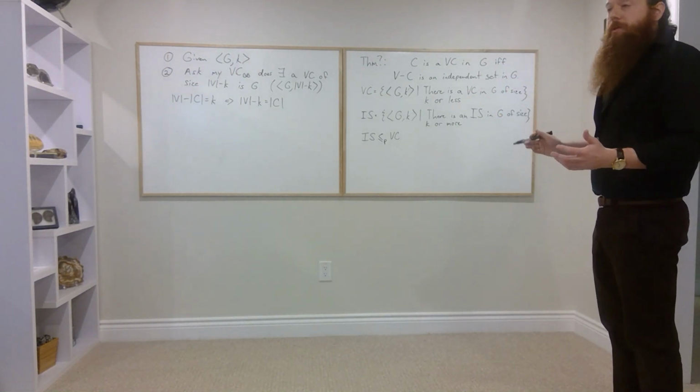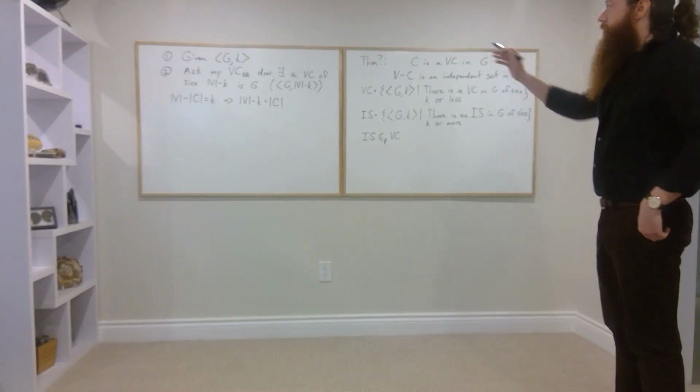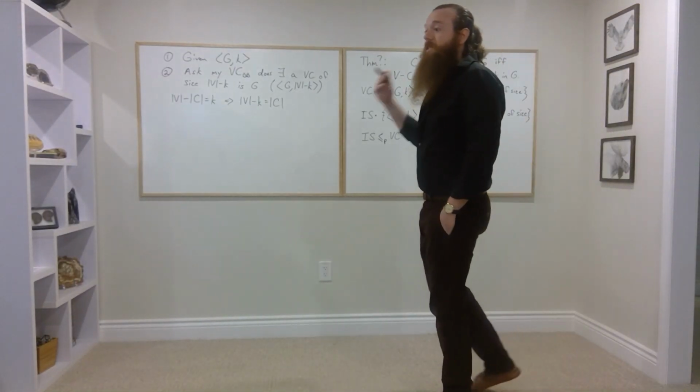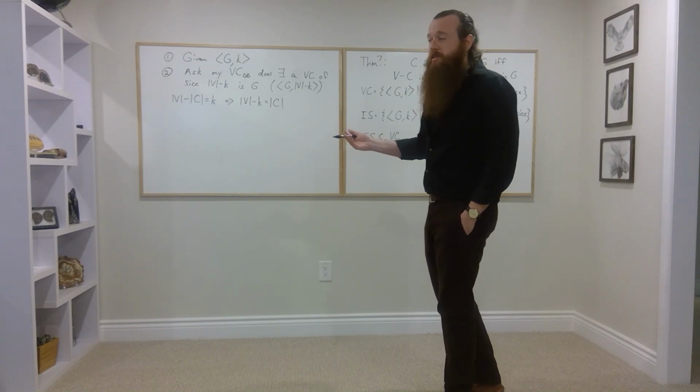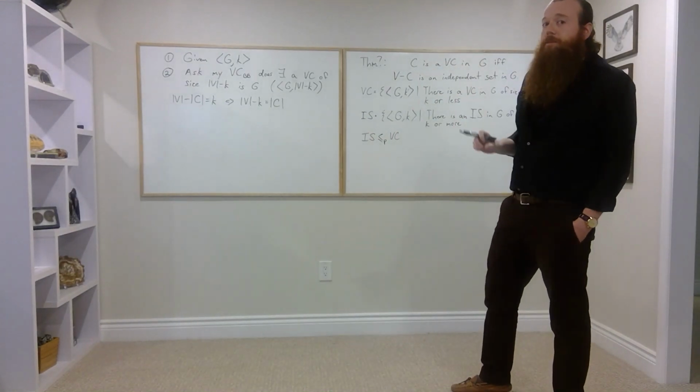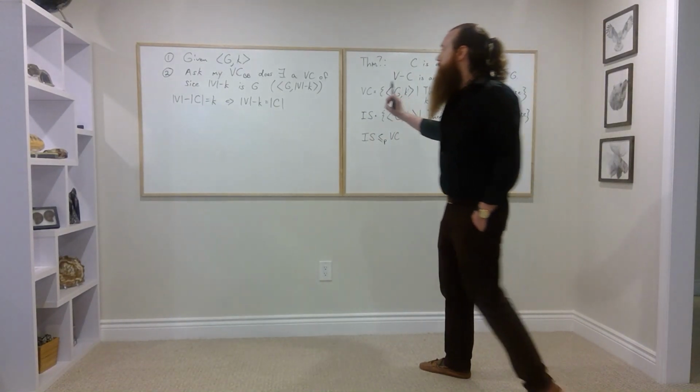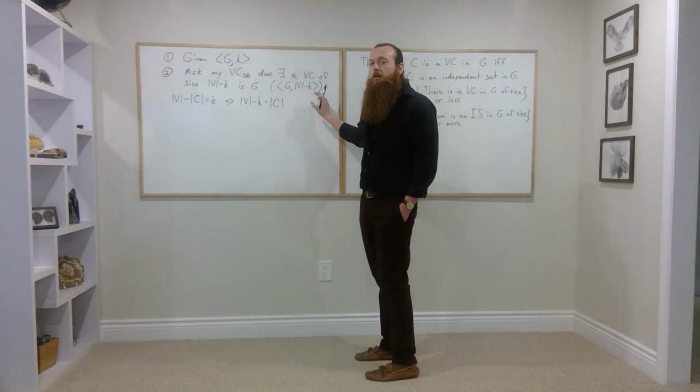Well, that's going to make sure that if there is an independent set, this vertex cover black box is going to give me a yes answer. So I know there is an independent set. And if there isn't an independent set of size k, this is guaranteed to give me a no answer.